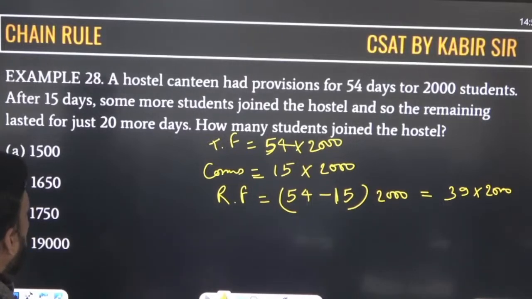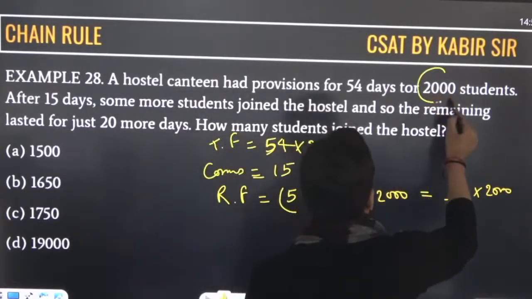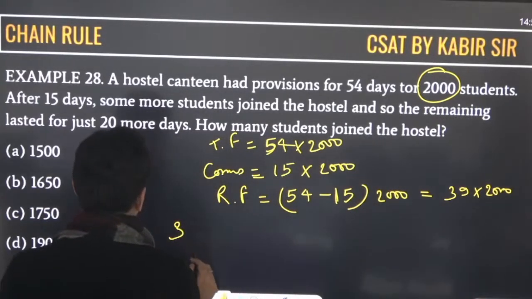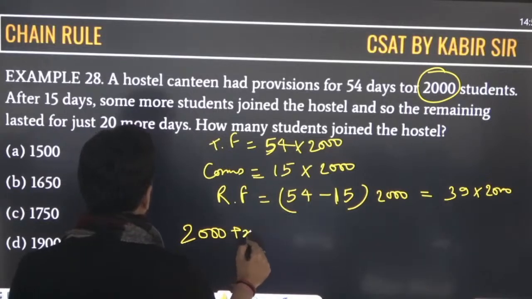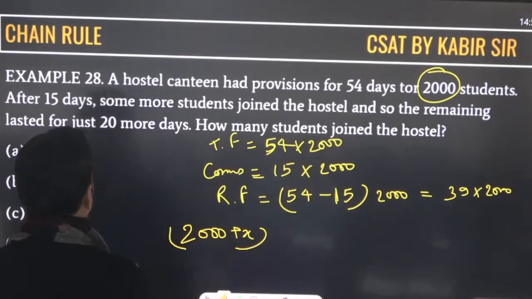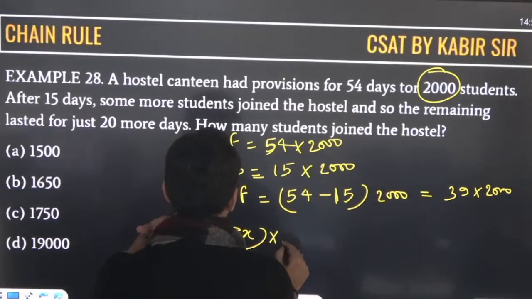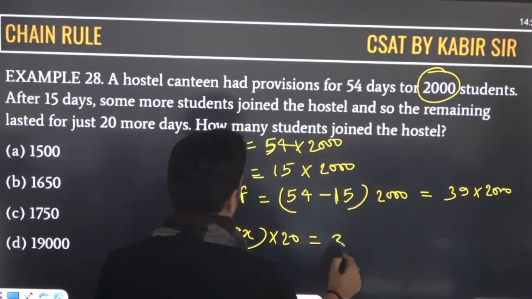Some more students join the hostel. Previously there were 2000 students. Now suppose X more join this. So this will be 1000 plus X, right? The food lasted for 20 days. So this will be equal to the remaining food.